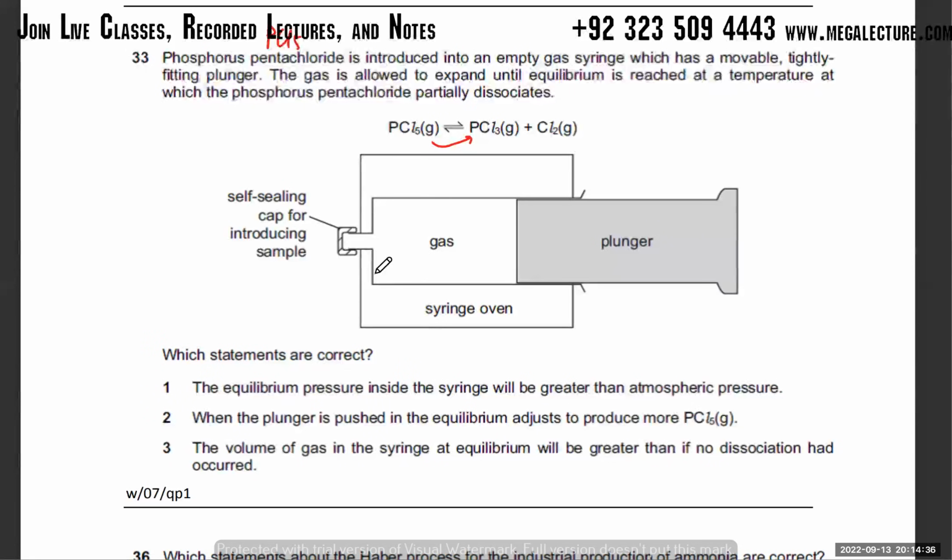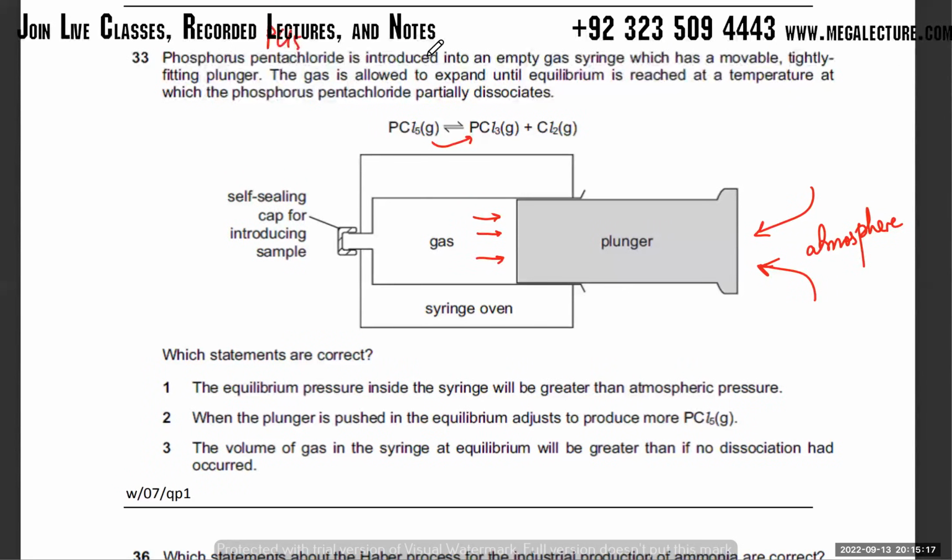He's saying that the plunger is allowed to expand until the equilibrium is reached at a temperature at which the phosphorus pentachloride partially dissociates. Then the equilibrium pressure inside the syringe will be greater than the atmospheric pressure. Is that true? कि ये बाहर ना atmosphere plunger के ऊपर ना pressure exert, जी सर. So this is the atmosphere applying pressure, और अंदर से ना it's the gas that is exerting a pressure.